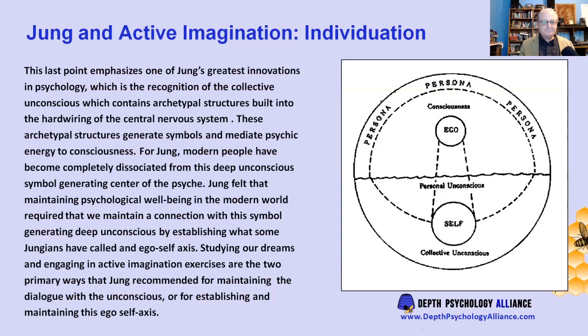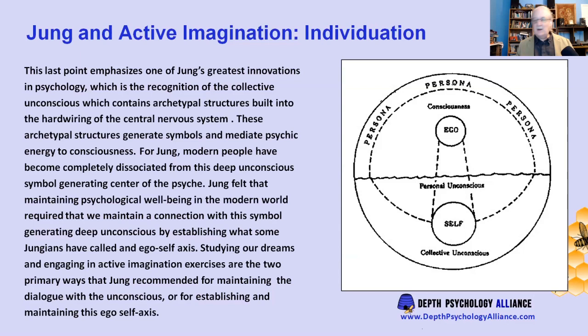For Jung, modern people have become completely dissociated from this deep unconscious layer, the symbol-generating center of the psyche, precisely because we've evolved in a particular way over millions of years. And now the last 50,000 to 100,000 years, where we've had civilization as we know it anyway, doesn't allow us to bring all of these archetypal structures online in the way our psyches and our physical bodies want them online. He felt that maintaining psychological well-being in the modern world required that we maintain a connection with this symbol-generating deep unconscious by establishing what some Jungians have called the ego-self axis that we just mentioned.